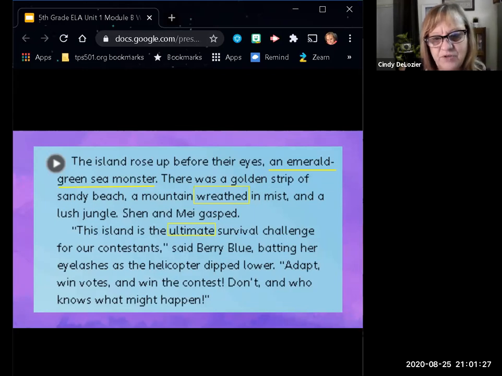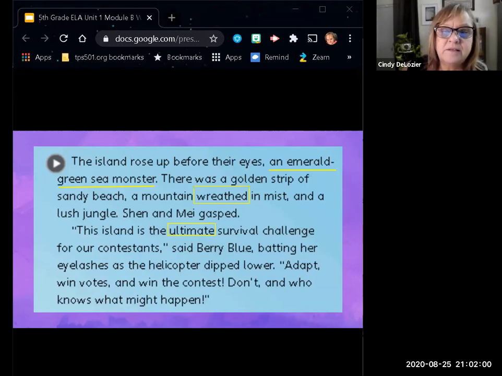Did you notice the figurative language? What does the author mean by an emerald green sea monster? It's a comparison, that is correct. It's comparing the island to something, right? Yes, it's comparing the island to the sea monster. We would call it a metaphor, and that's because it's a comparison, but there are no words like or as to do the comparison. Good job.